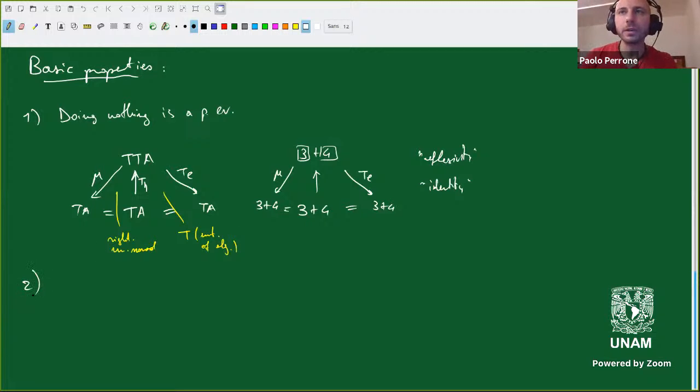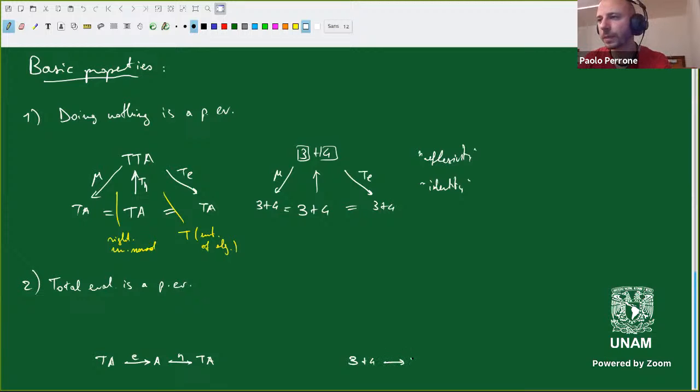And another thing that we can do, totally evaluating, is a partial evaluation. Why? Well, that's a little bit more involved, but not that much. So what is total evaluation? So you have TA, you evaluate it, and then consider it again as a formal expression. So that's like 7, and then 7, but as a formal expression. What's the partial evaluation that witnesses this?